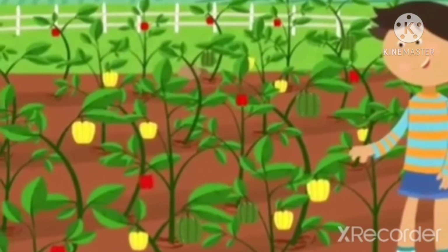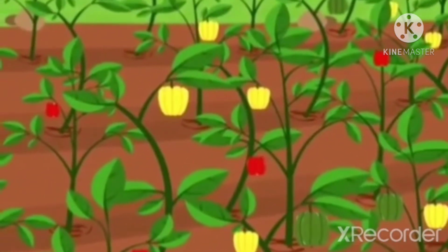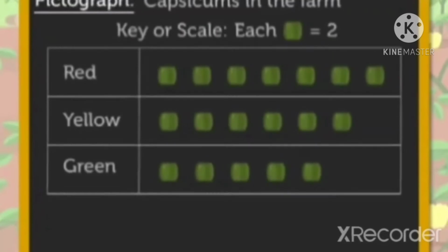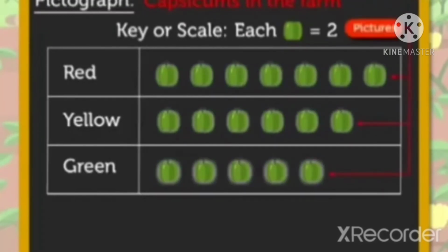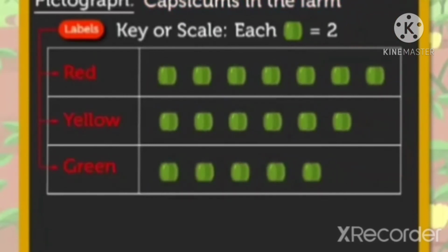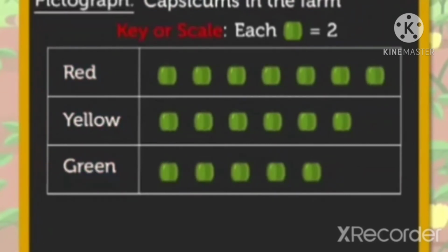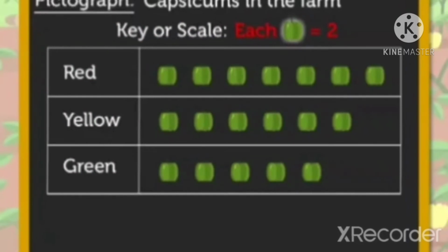Joy visited a farm which was full of red, yellow, and green capsicums. Now, let us read this pictograph. Here, the title, Capsicums in the Farm, tells us the pictograph is about the number of capsicums in the farm. The labels give us the information on the colors of the capsicums. The key or scale tells us that each capsicum picture is equal to 2 capsicums.